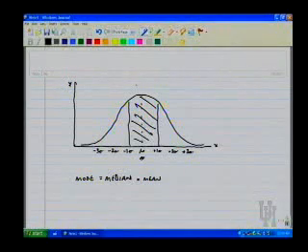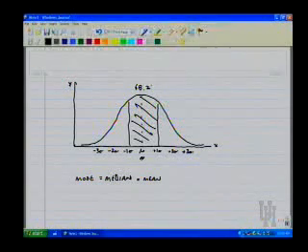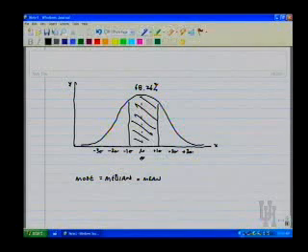Would you believe me if I just pulled out of the air 68.26%? You wouldn't believe that. Ye of little faith. You think I would lie to you? Let me put it another way.